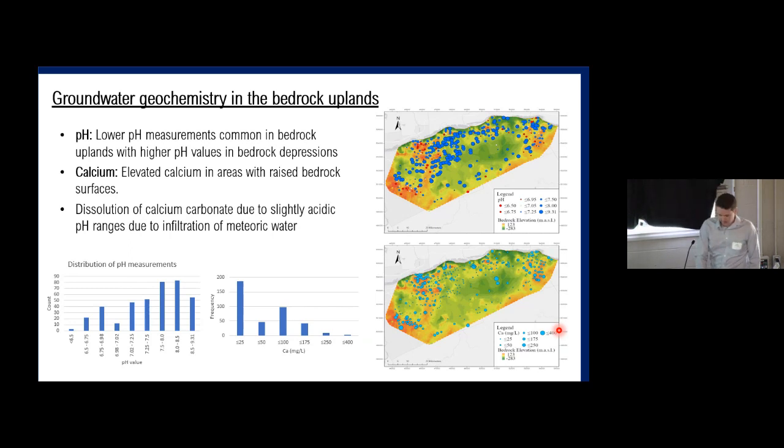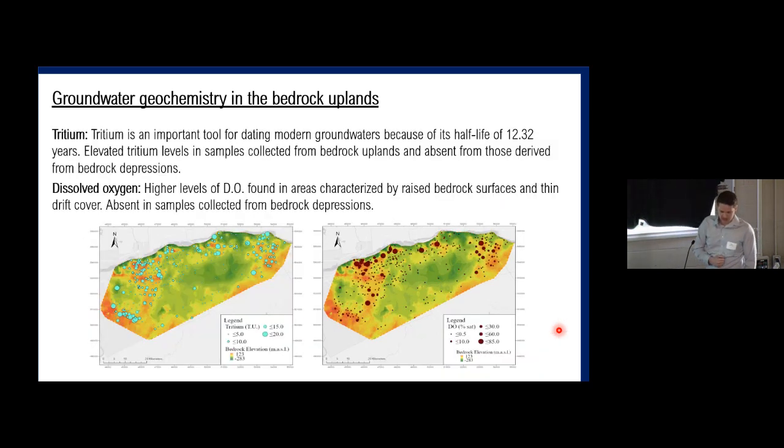And as we move forward now, looking at some of our tritium as well as dissolved oxygen, we can also start to see where we are in that early phase of groundwater flow versus the later phase of groundwater flow. We can see that in our bedrock uplands with thin drift cover, we have detectable tritium, elevated content of tritium. And as we move further down into that regional flow system, especially into that bedrock depression in the center there in the green, we start to lose that.